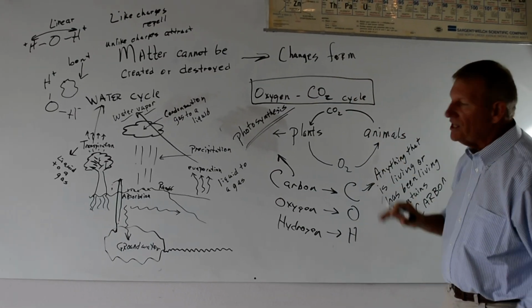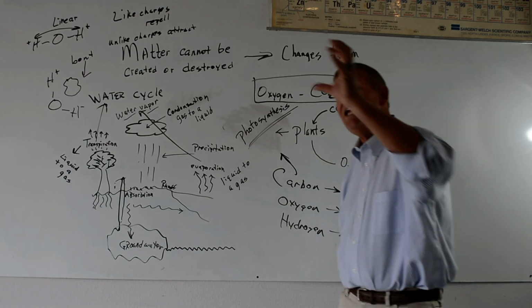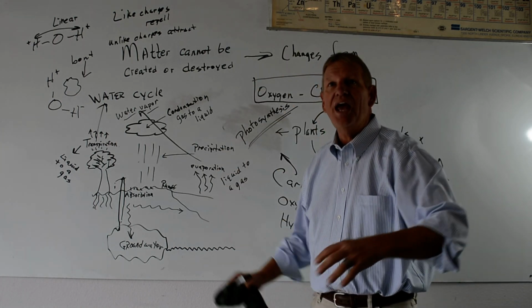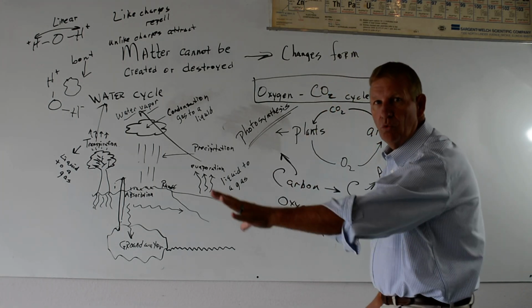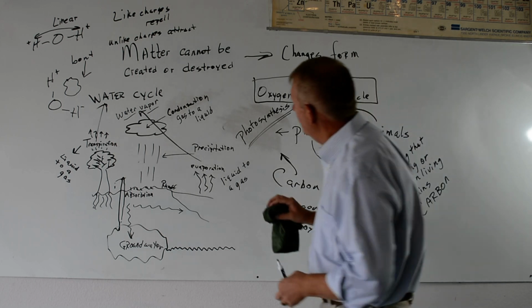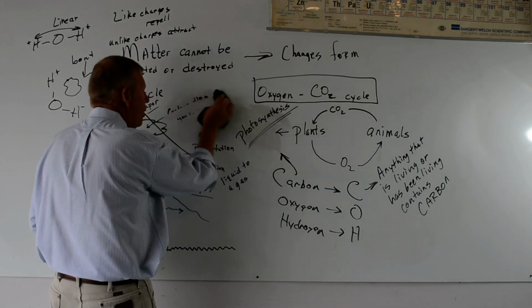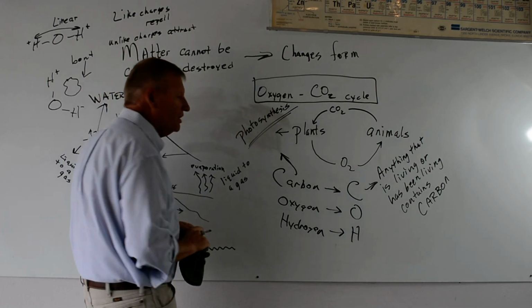Okay, so plants in this chemical process of photosynthesis, they take in the CO2 from the air, and they give off the O2. What is O2? That's oxygen. Now once again, it's O2. Now let's talk about that for a second. What's the difference between oxygen and O2?